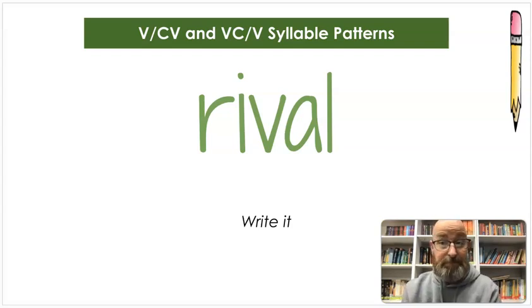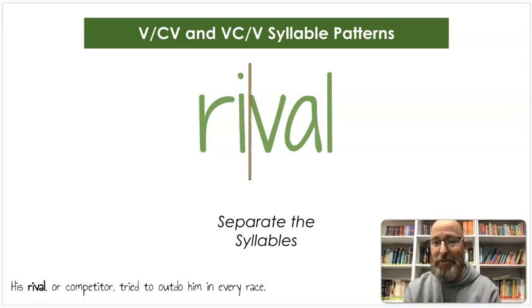R-I-V-A-L. And the line goes after the I. That's correct. Making another open syllable. His rival or competitor tried to outdo him in every race.